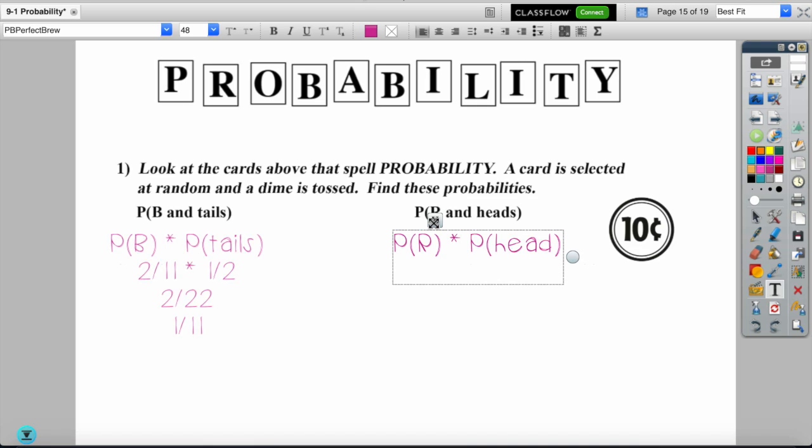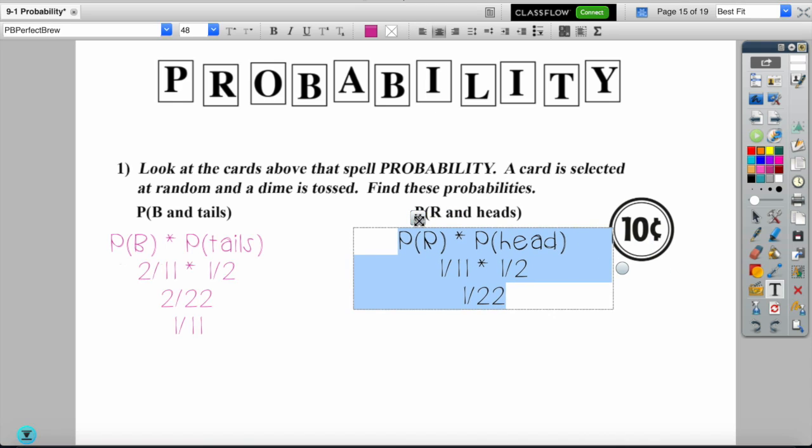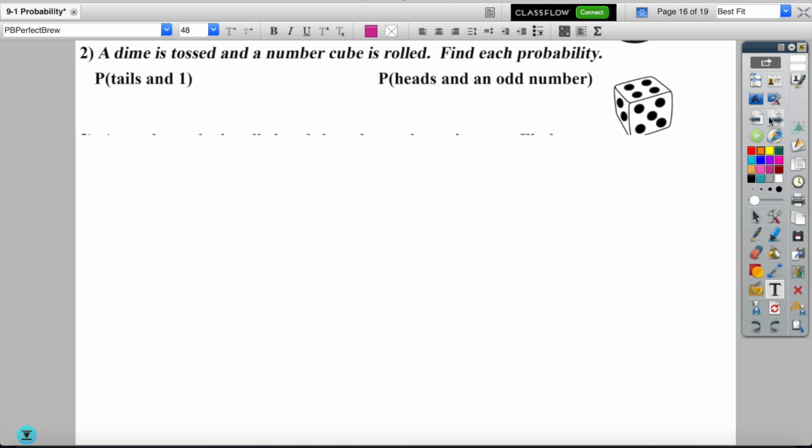How many R cards are there? Well, there's only one. Out of how many cards? 11. So we're going to take that and multiply it by the probability of flipping a head. Well, there's only one head out of the two sides of that dime. So when we multiply straight across, it's going to give us 1 out of 22, and that is going to be the probability of picking the R card and flipping a head. Okay, that's how you find the probability of compound events.